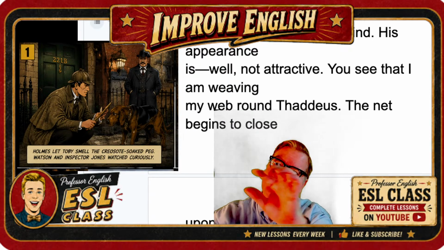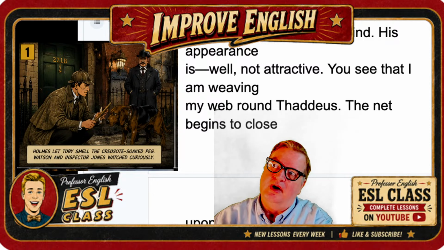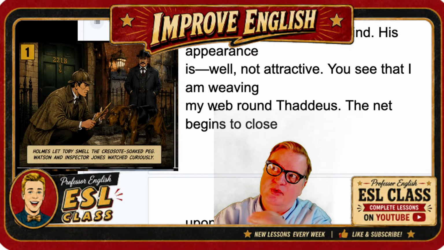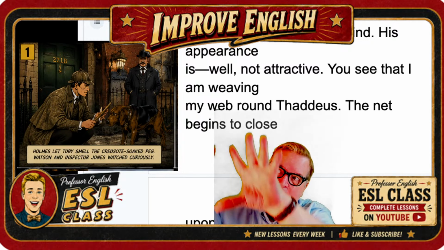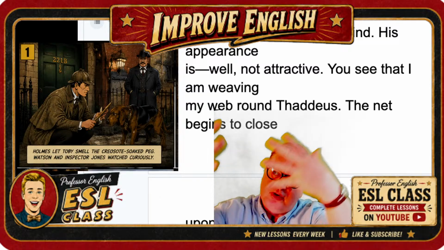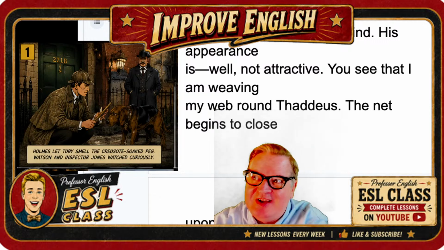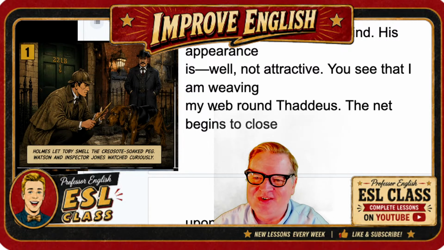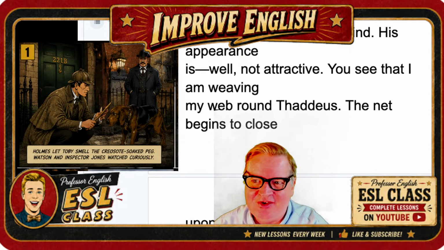So weaving is when you connect strings. Weaving is how you make cloth, like how you would make a shirt or pants. First you weave the strings together to make a cloth. A spider weaves a web. So a spider connects little strings and makes a web. That's what weaving is. So the detective is saying, I'm weaving a web. He's trying to sound clever. You see, Thaddeus had a fight. Nobody saw the brother after Thaddeus and the brother had a fight.